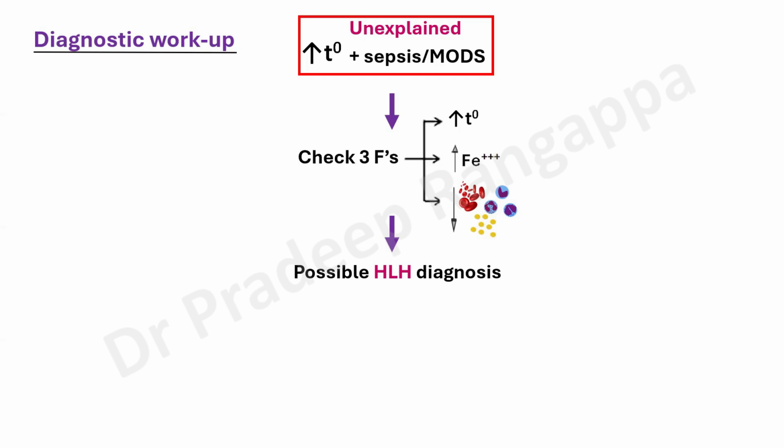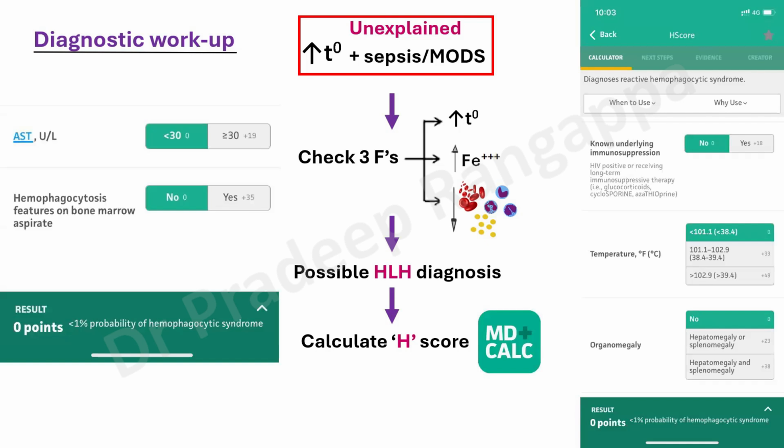Once you have entertained possible HLH, you have to take your phone and look into MDCalc for the H score. So you have to calculate the H score. I don't expect any of our listeners to remember the exact scoring. You have ready apps, so look for MDCalc. Open up your MDCalc, look for the HLH workup, and you will get all this score. As you see, there is underlying immunosuppression, temperature, organomegaly, ferritin levels, triglycerides, AST. And so you just keep adding whatever your patient has, and it will give you the score.